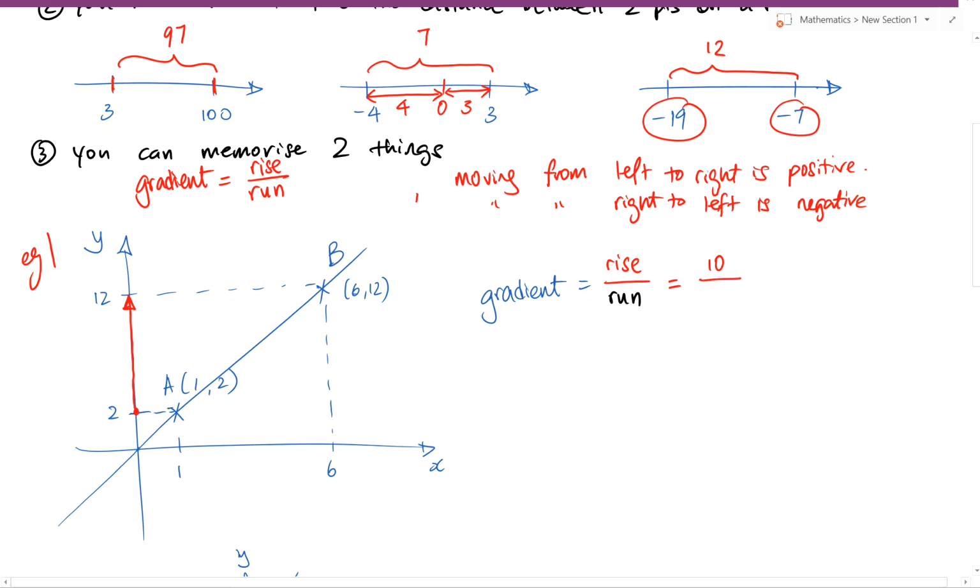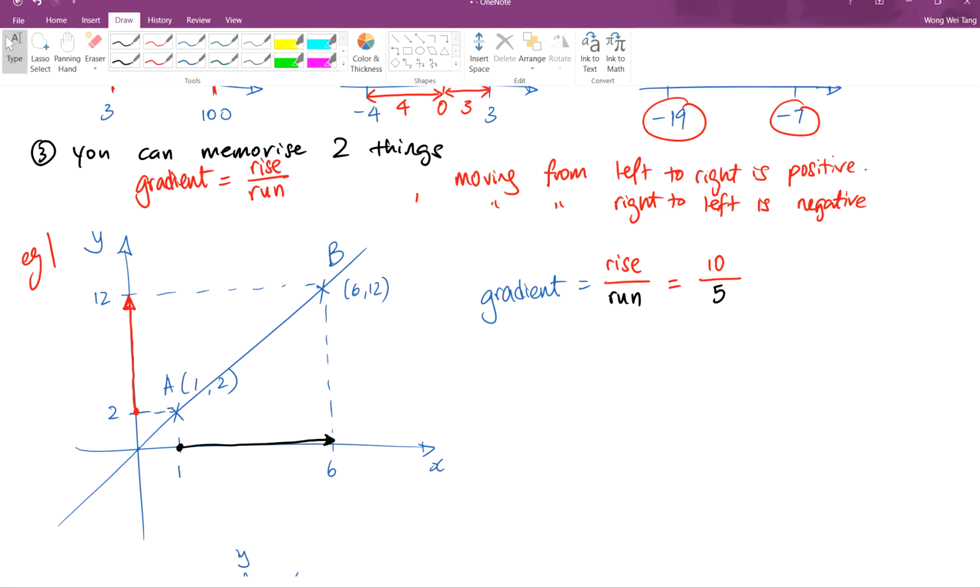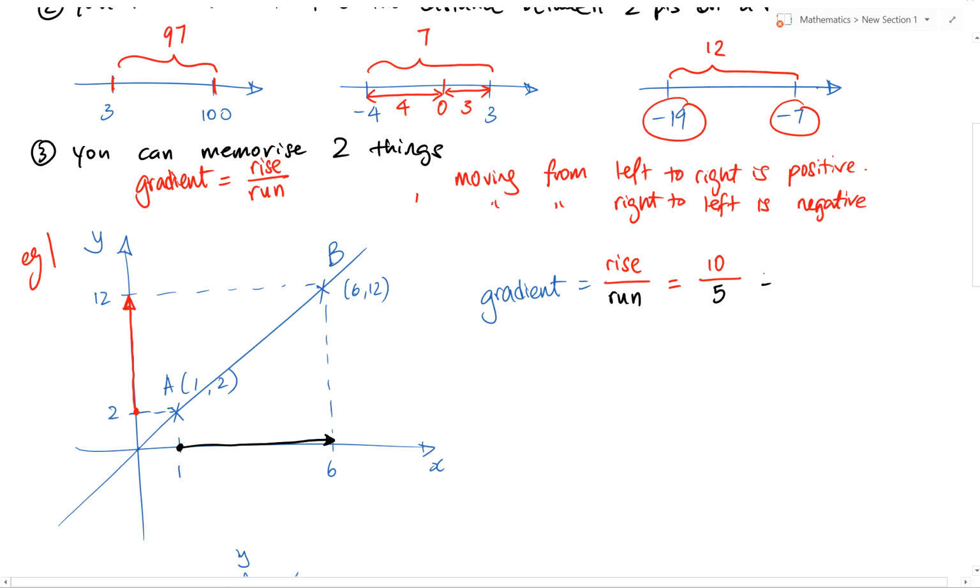We're going to divide this by the run. Now remember, from left to right is positive. We are going to run from 1 to 6. And the run over here will be 6 minus 1, which is 5, giving us a final value of gradient of 2. Okay.